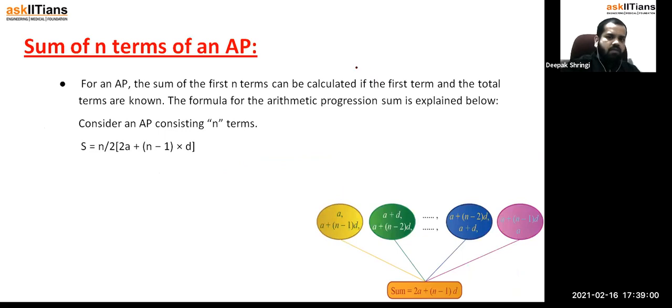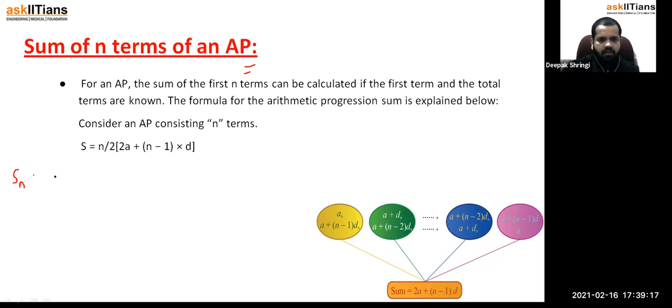Now comes the sum of n terms of an AP. It means I have to add all these numbers. Let me just tell you something: do not mug up the formula, try to understand.